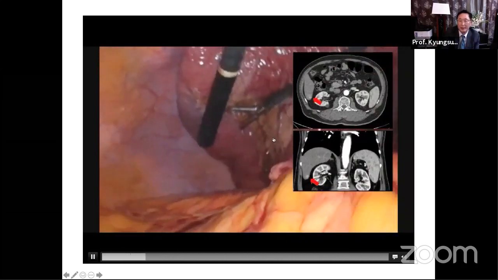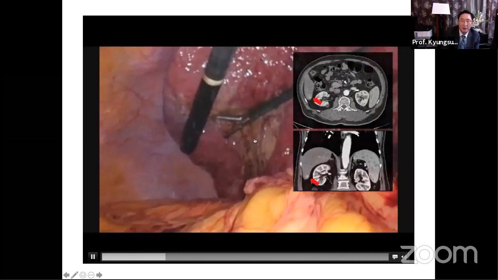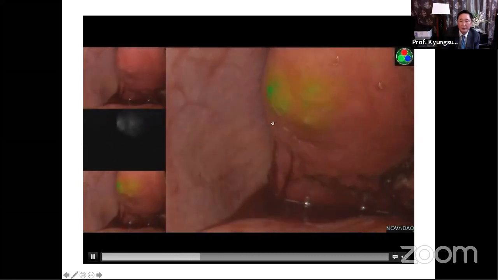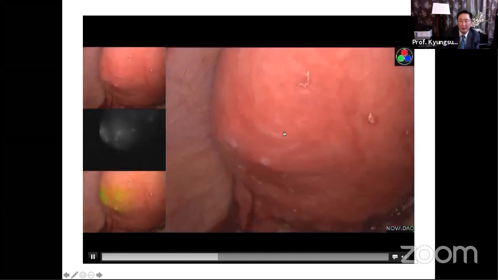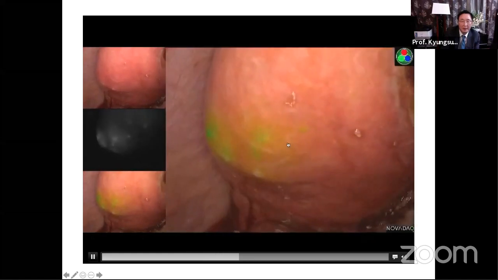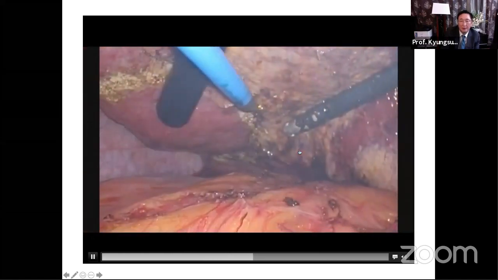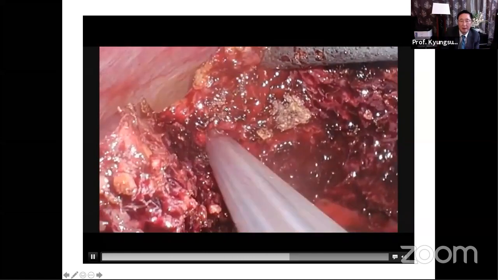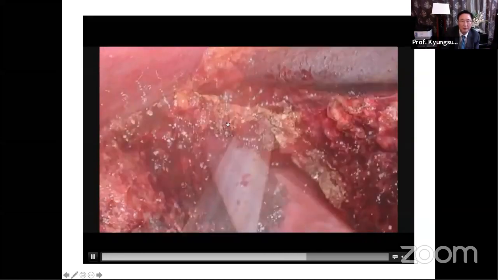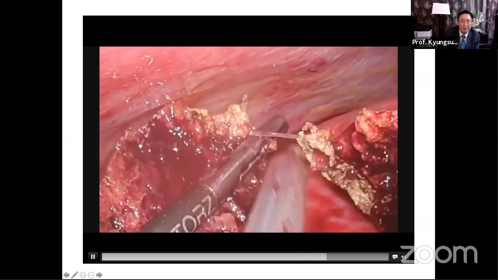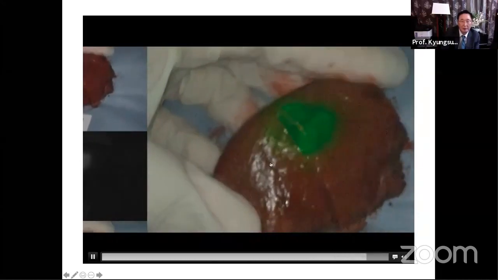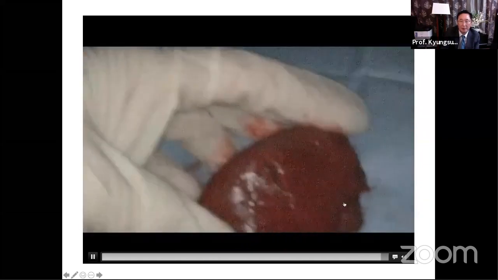Sometimes it is not easy to find the tumor with ultrasonography, but with ICG fluorescence imaging, you can easily find the tumor, and then we can do liver resection with confidence, with enough tumor-free margin like this. So it is a tumor with a sufficient margin. This patient was discharged 3 days after operation.